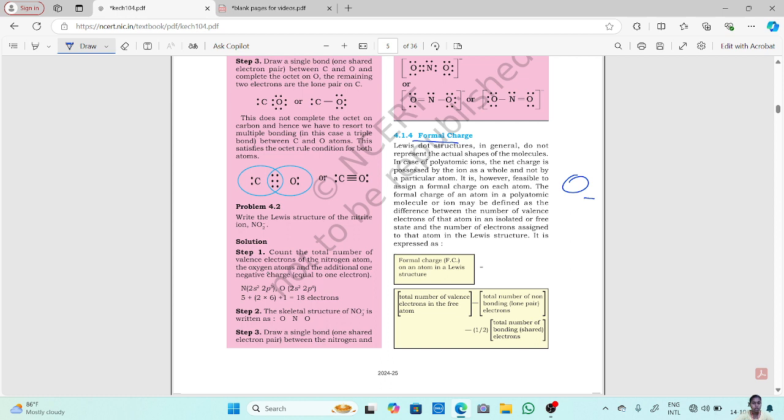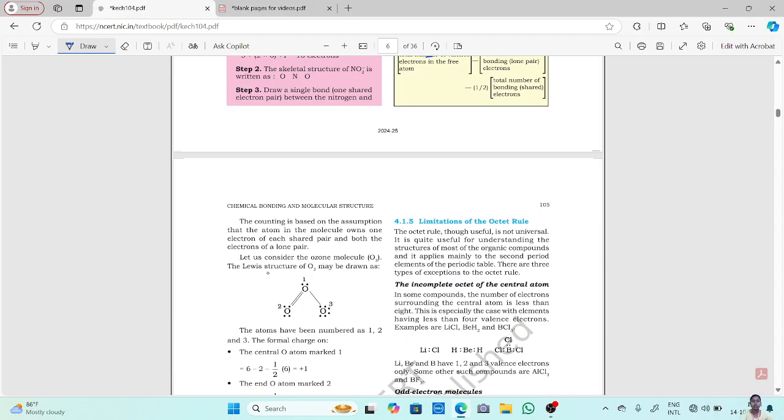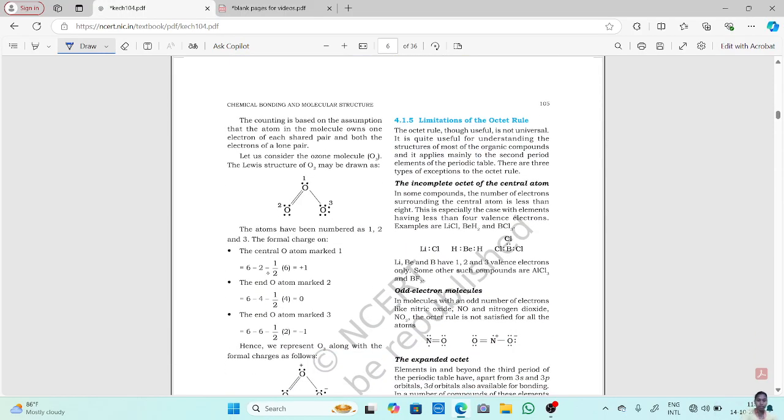Formal charge on an atom in a Lewis structure can be calculated as: the total number of valence electrons in the free atom, minus the total number of non-bonding electrons, that is lone pairs of electrons, minus half of the total number of bonding or shared electrons. Now I'll explain that part with an example. For example, let us consider ozone.